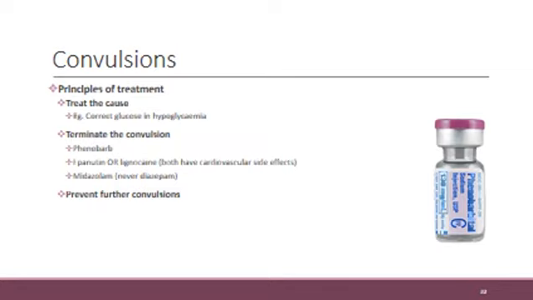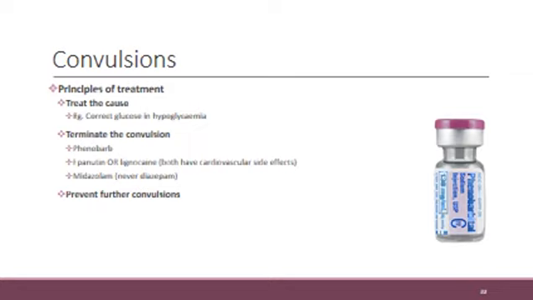Then the principles for treating the convulsions itself is to either treat the cause and to terminate the convulsion and prevent further convulsions. If the patient, for instance, has hypoglycemia, one should treat the hypoglycemia. Otherwise, the anticonvulsants will not have the desired effect, so always look for a cause.